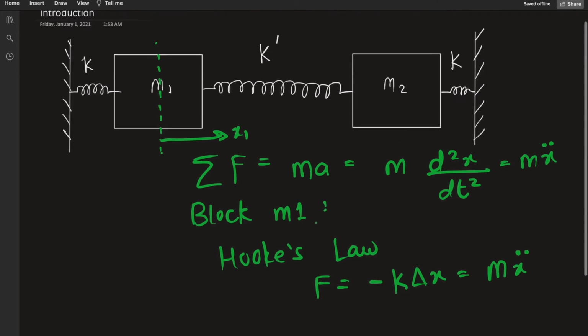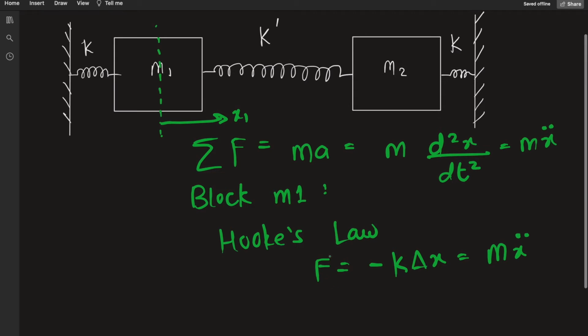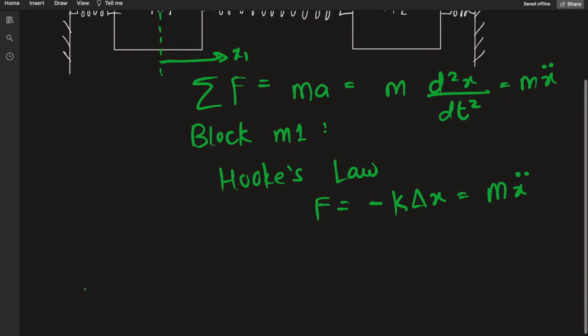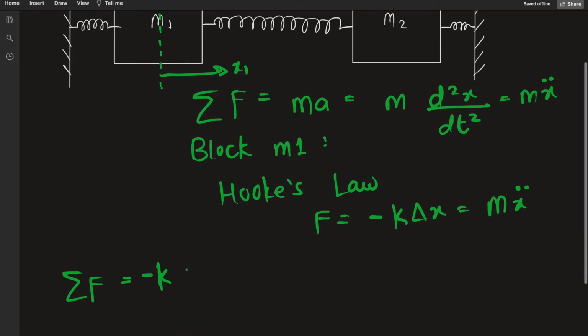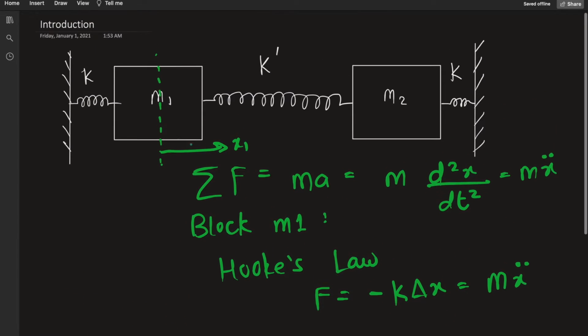Okay, now writing the equation for the restoring force is a little tricky, because notice there's the restoring force by this first spring, fine. So that will be negative k times whatever displacement x1. Negative because if we displace by a positive x1 to the right, the restoring force will be directed inwards.